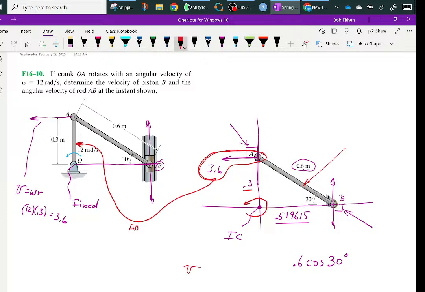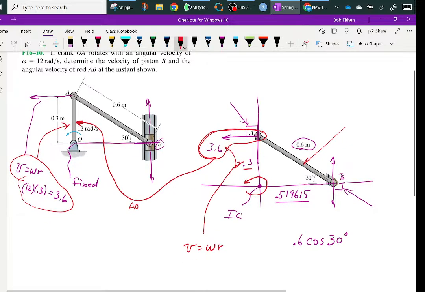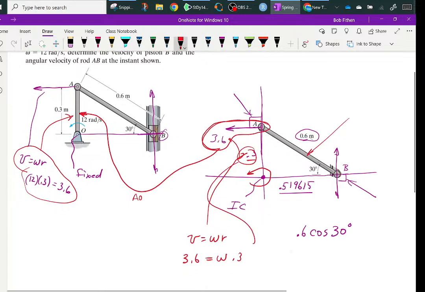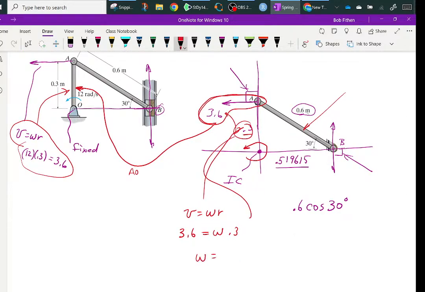Okay, so again, V is equal to omega R. The difference is the omega R over here is associated with that length. Now I'm associating the values with this and this. In other words, it's 3.6 because that's the speed up here. And its R is this 0.3. And so you get omega times 0.3. And then you get back omega is equal to 3.6 divided by 0.3. And this is really weird.